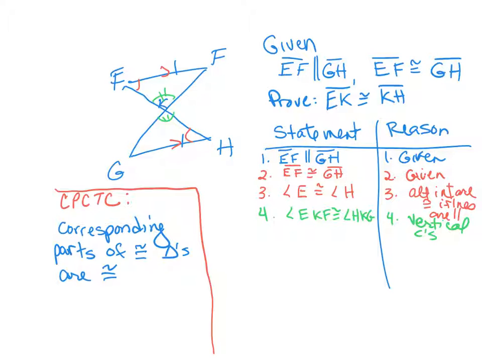Got it? What is this? So we have 3 things marked. Is one of those things, can I say the 2 triangles are congruent? Yeah. Which one? Angle, angle, side. So I can say that triangle EFK is congruent to triangle HKG because of angle, angle, side.